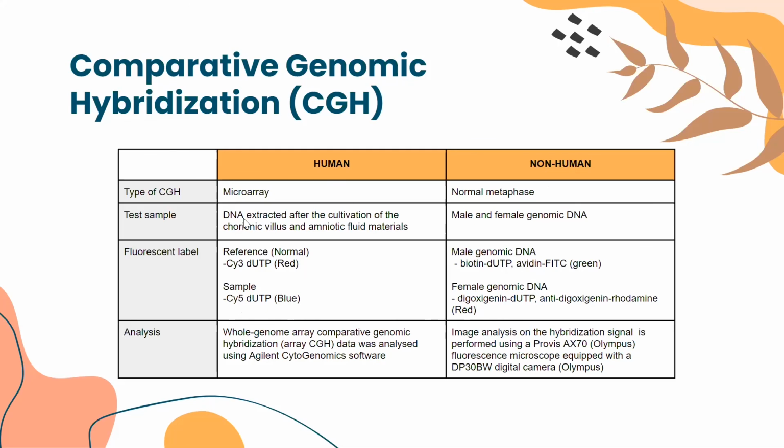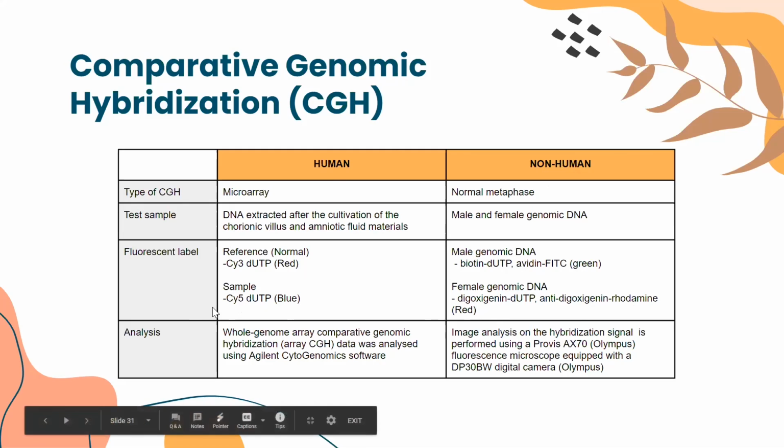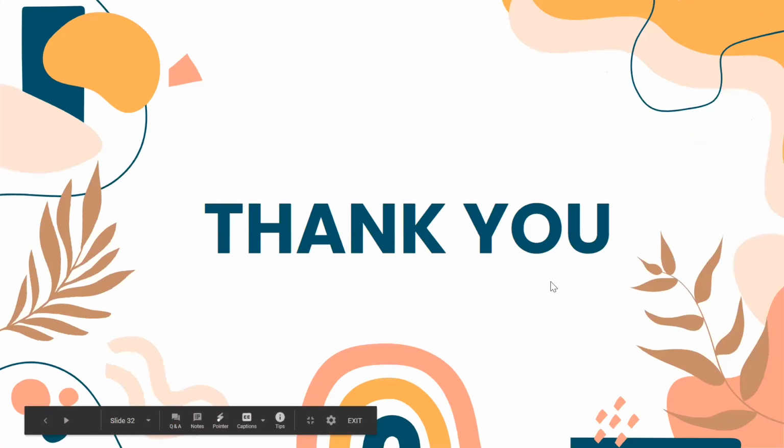It also differs in terms of analysis. The human article uses Agilent Cytogenomics software. And for the non-human, since it is normal metaphase, the analysis is performed using an Olympus fluorescent microscope with a digital camera. And with that, I hope you guys understand.